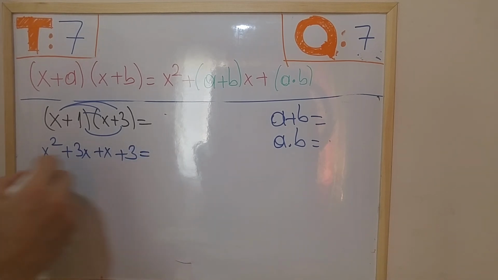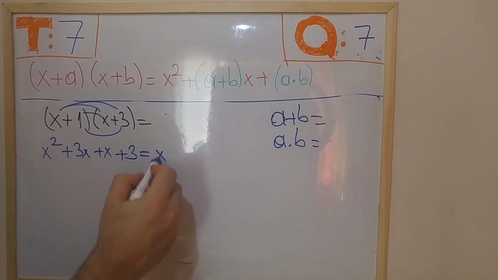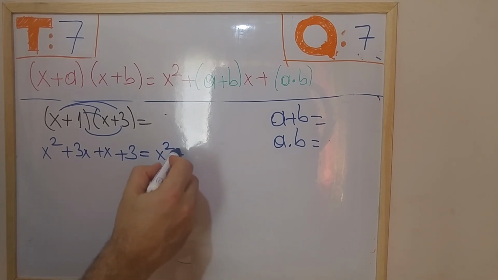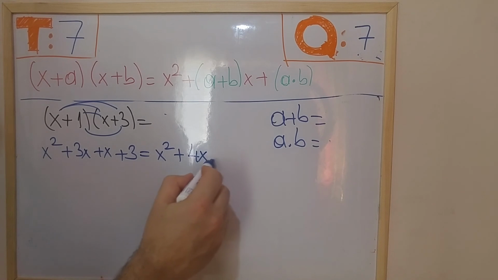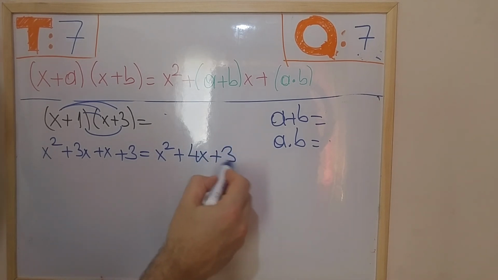Let's sum them up. We have only one x squared here. So we say x squared plus 3x plus 1x is equal to 4x plus 3. This is the answer.